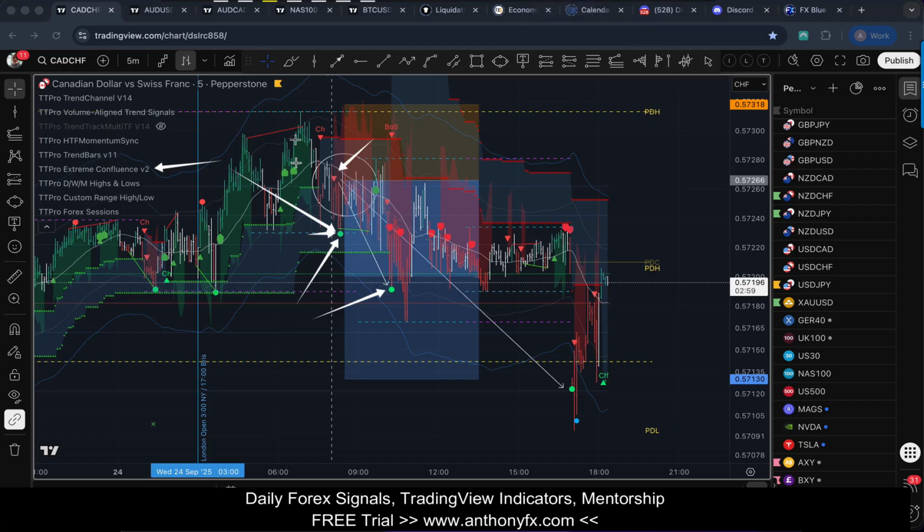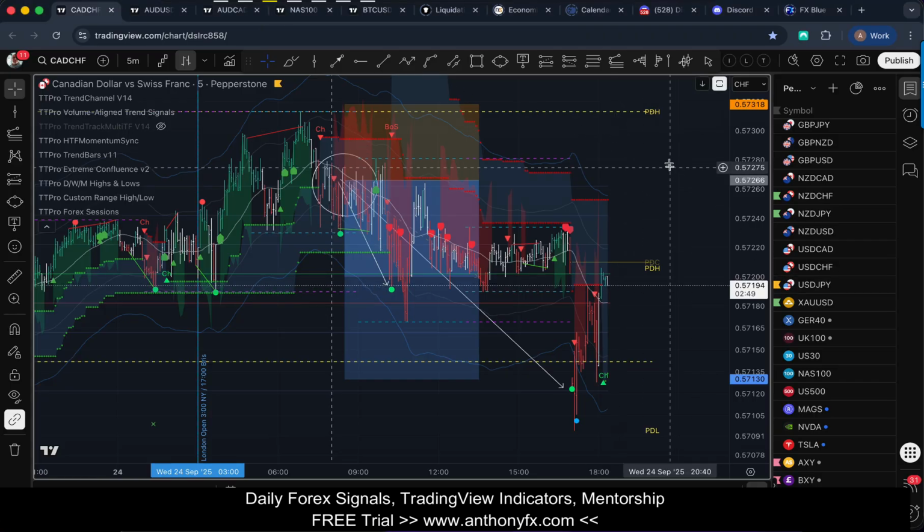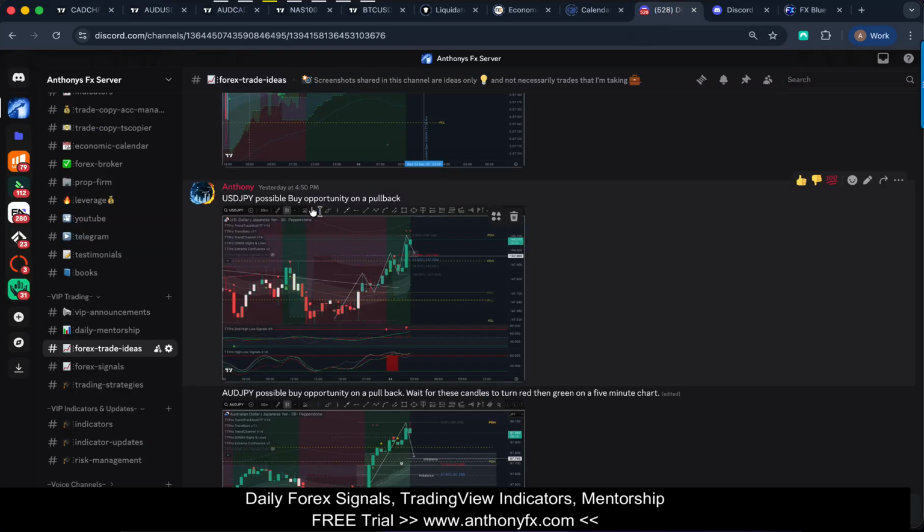CAD Swissy. I actually missed this one. I ended up going to bed a bit early and didn't catch that one, unfortunately. CAD Swiss. Yeah, the next one was the dollar yen.